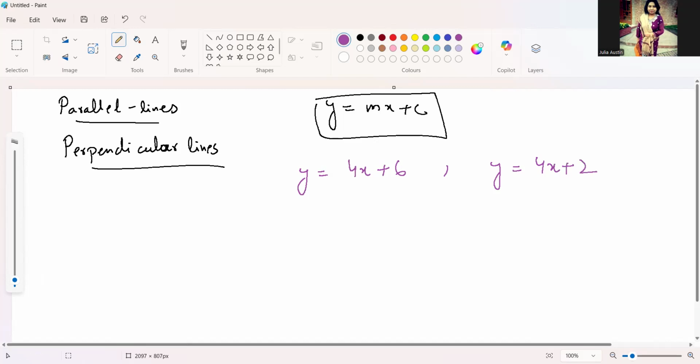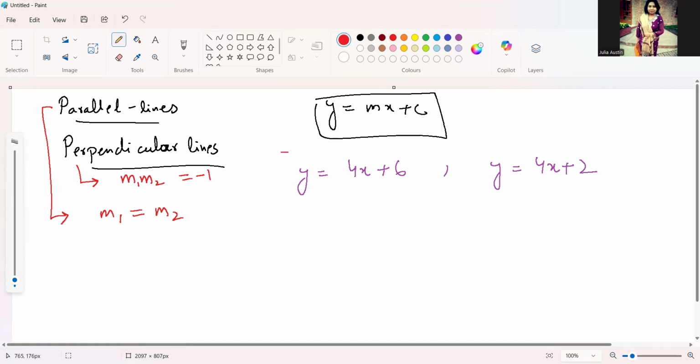So there is a condition while using the gradients to find whether the lines are parallel or perpendicular. For parallel lines, the condition is that the gradient of the first line should be equal to the gradient of the second line. While for perpendicular lines, the product of the first gradient and the second gradient should be -1.